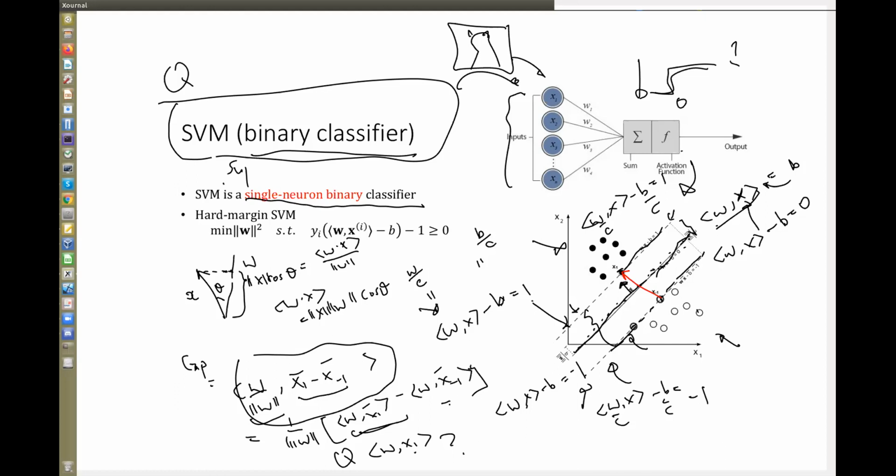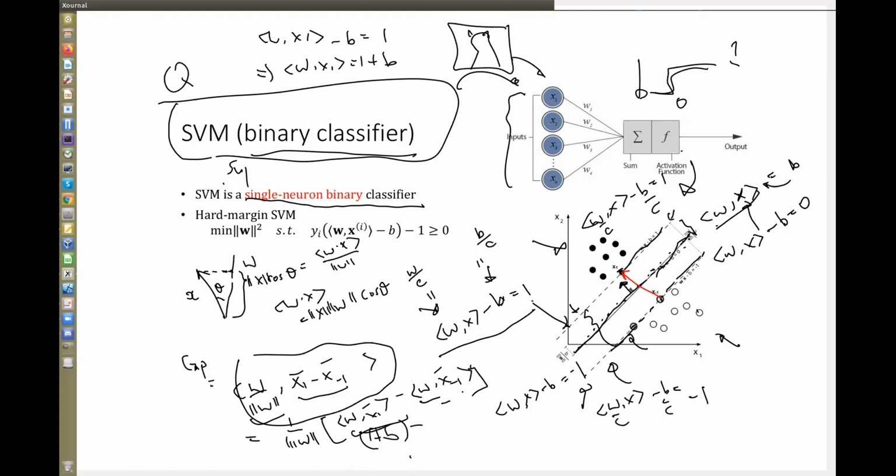So x1 falls on this line here, right? So therefore, it should satisfy the equation, right? So I should have wx1 minus b equal to 1, right? So that means wx1 is equal to 1 plus b here, right? So therefore, let me just quickly finish that. So I have this is 1 plus b here.